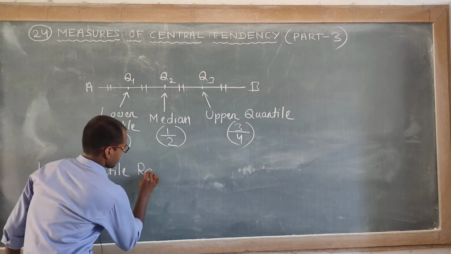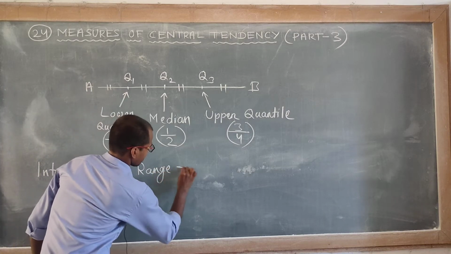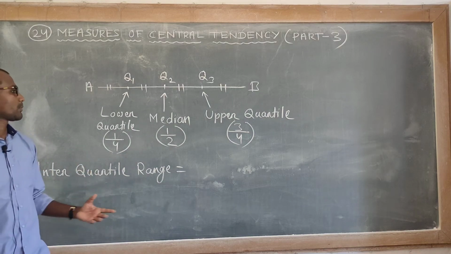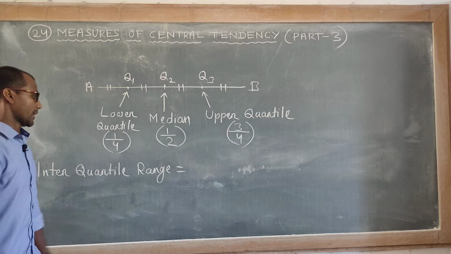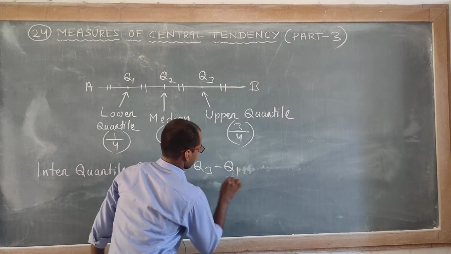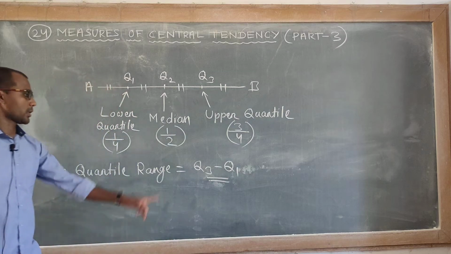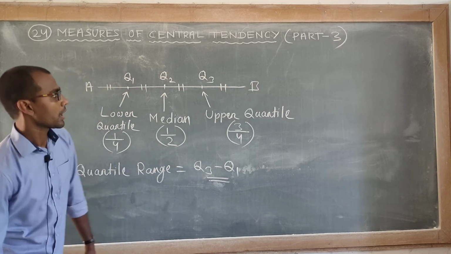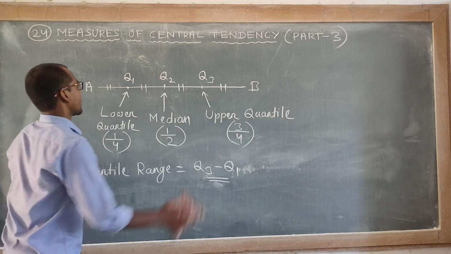inter quartile range. Inter quartile range means difference between upper quartile and lower quartile. So Q3 minus Q1, this is the formula for inter quartile range. Okay, so now let us move to untabulated data.